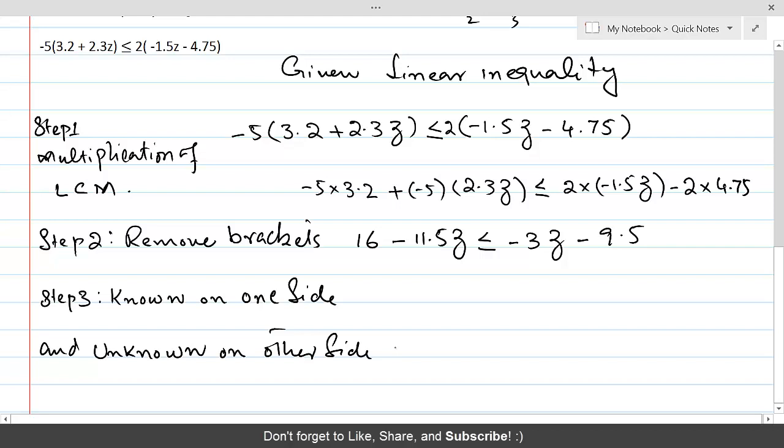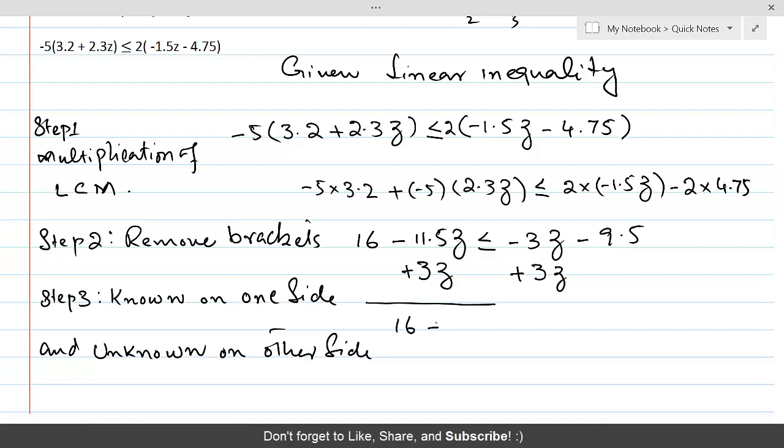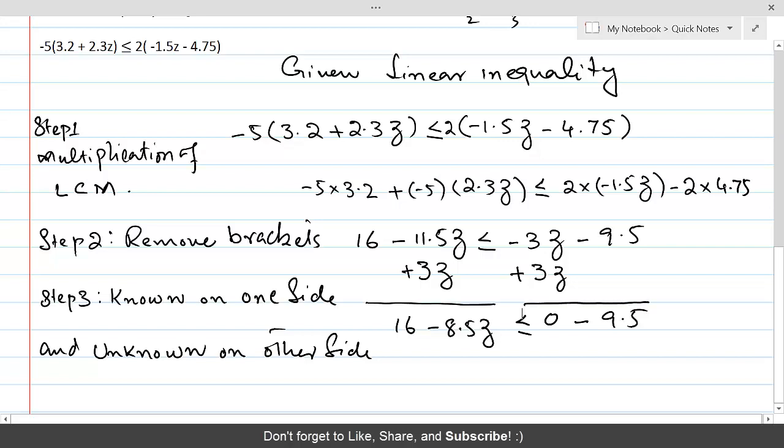So let's do that. In order to move minus 3z from the right side and make it appear on the left side, we add its additive inverse, that is plus 3z, and here we add plus 3z as well. Which will result in 16 minus 11.5 plus 3z, that is minus 8.5z, less than or equal to, minus 3z plus 3z will become 0, and then minus 9.5. So this is addition on the right side.